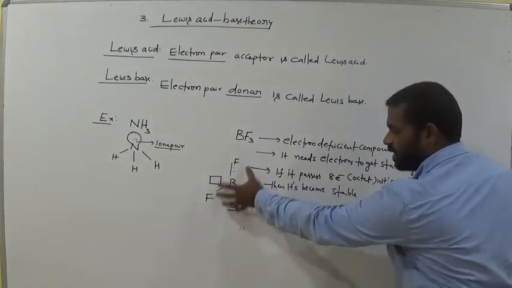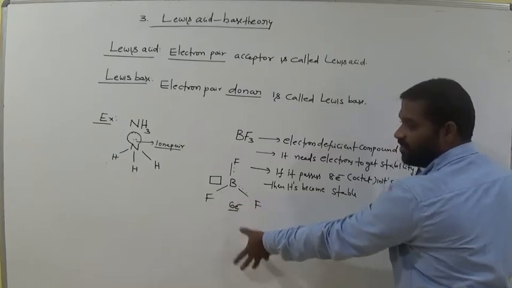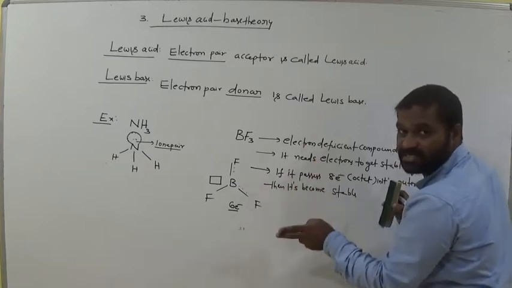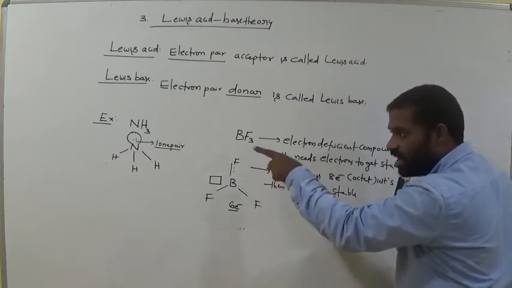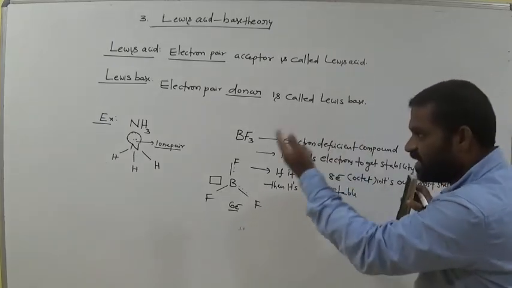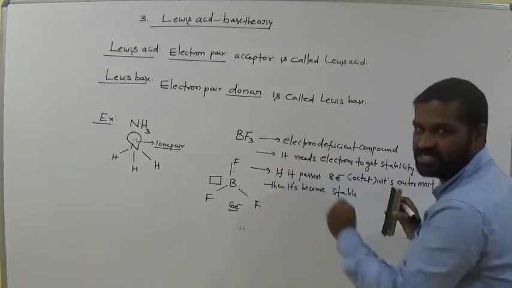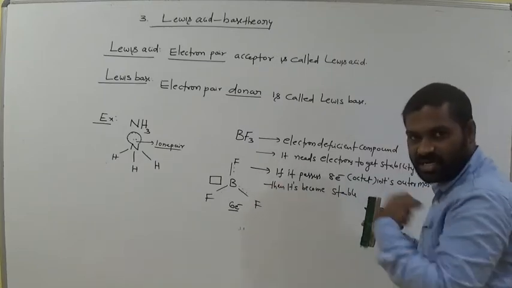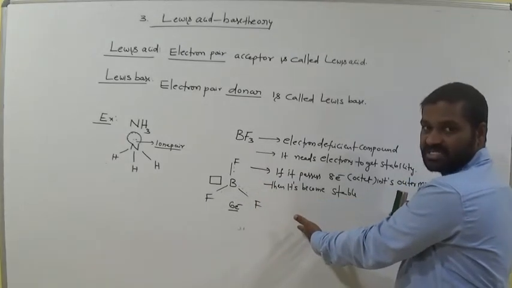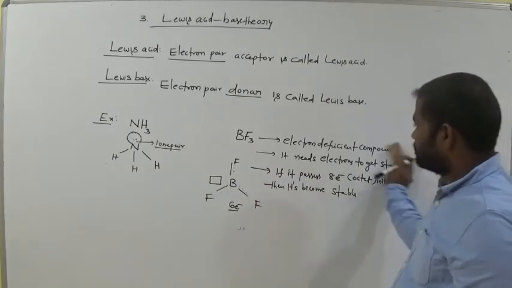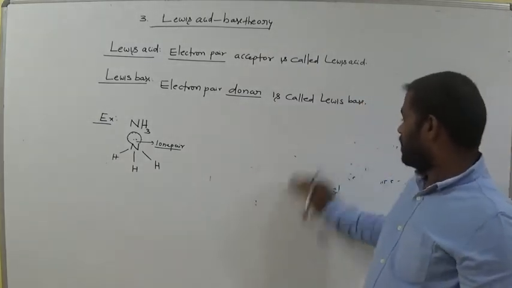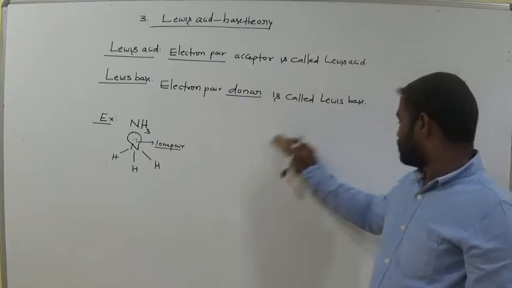Remember this. Boron trifluoride has only 6 electrons. If it has 8 electrons, then it is more stable. That means it needs 2 electrons. Am I right? In ammonia, it has 2 electrons as a lone pair. So it is able to donate the electrons, why? Because it is electron rich. Boron trifluoride is electron deficient, so it can accept the electrons from ammonia. Now how is the bond formed between ammonia and boron trifluoride? Let's see into the topic.